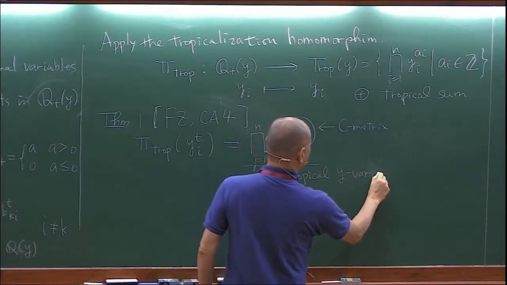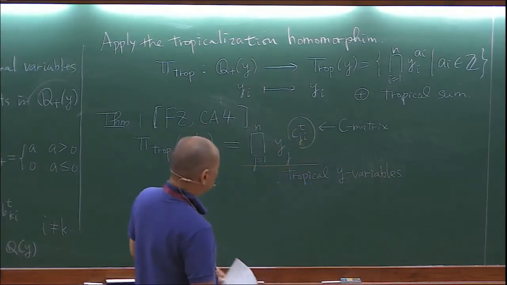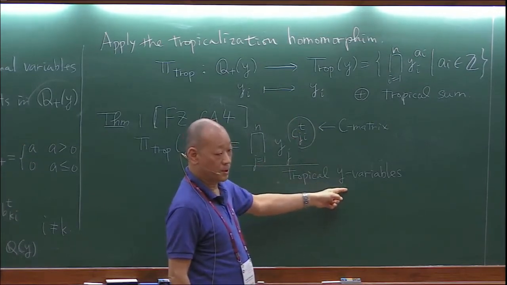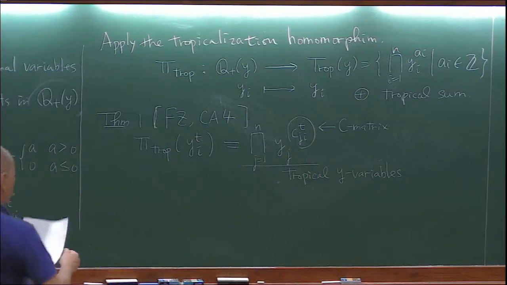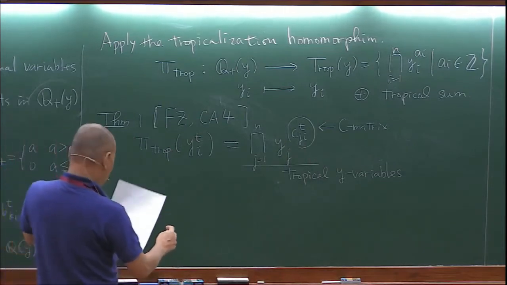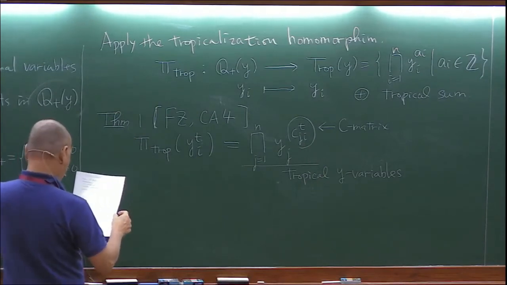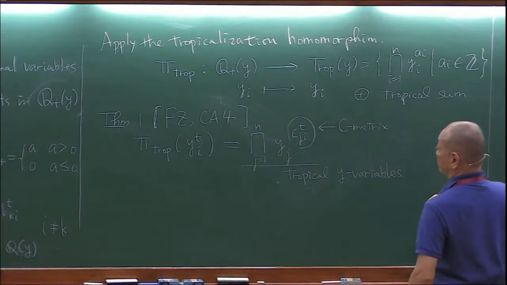So as a slogan, the C matrix is the tropical y variable itself. It contains the data. And the proof is actually an explanation. It's very simple. So maybe I write this here.